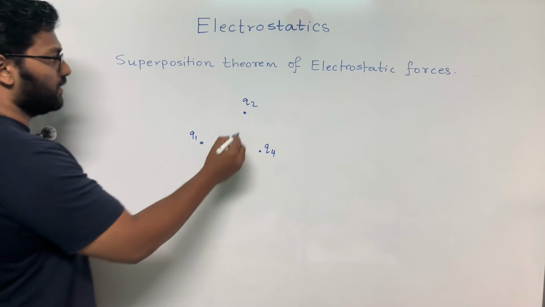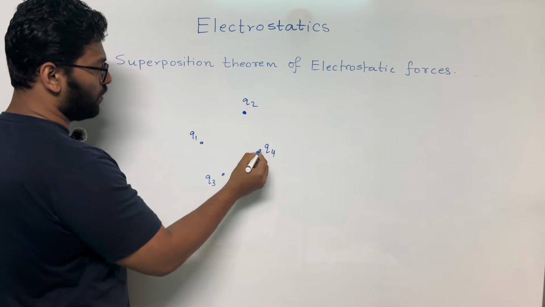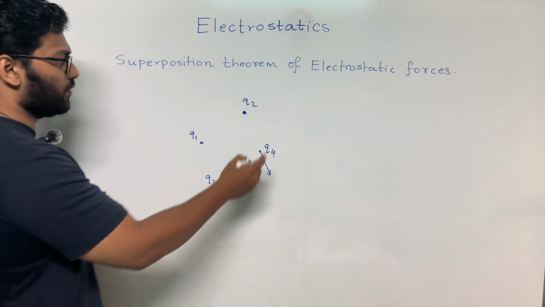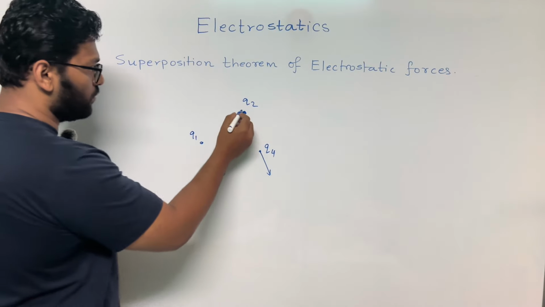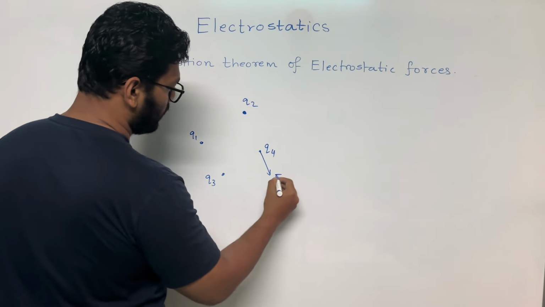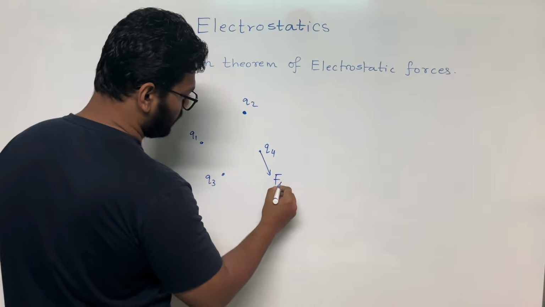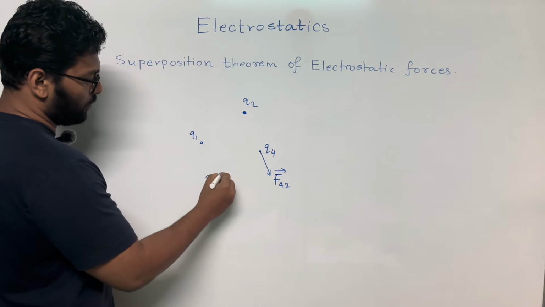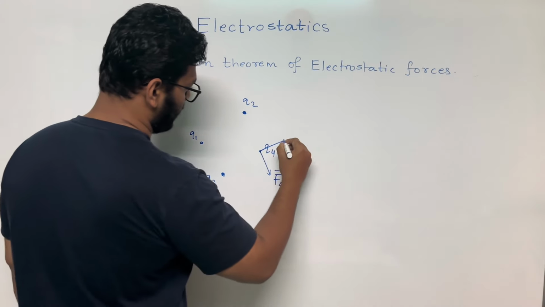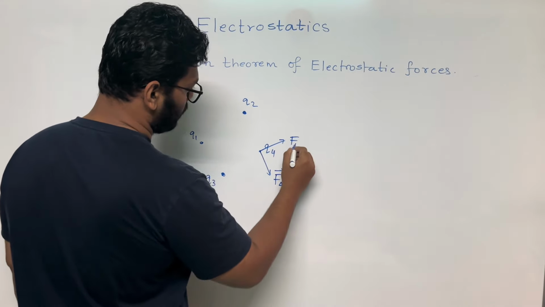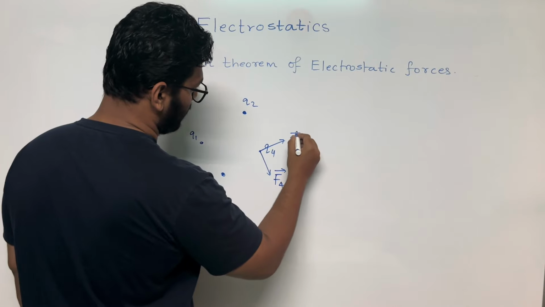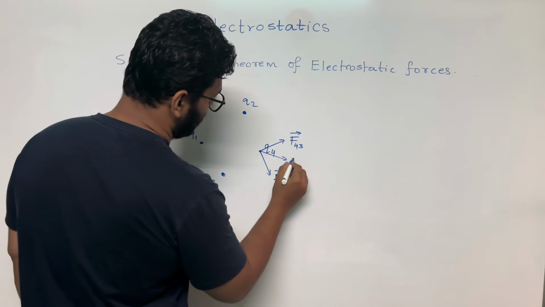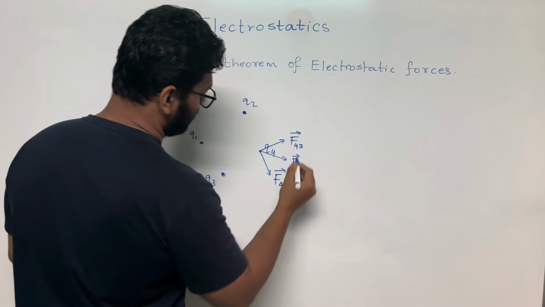Now what will happen? The force due to the q2 charge on q4 will be in this direction if both of them are positive or negative. Let's assume all of them are positive. Now q2 will apply a force like this. So we will call this force F, the force on the fourth charge due to the second charge, that is F42 bar. The force by the third charge will be in this direction. So this is the force on the fourth charge due to the third charge, so I will write F43. The force due to the first charge on the fourth charge is like this, so F41 bar.